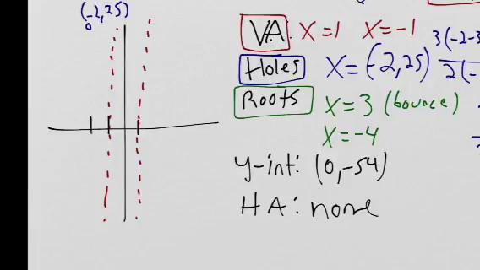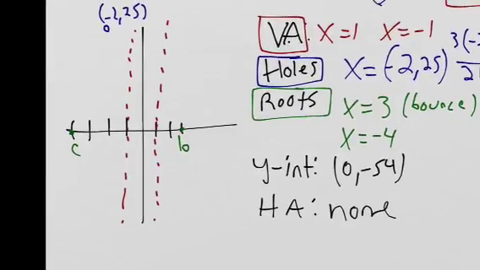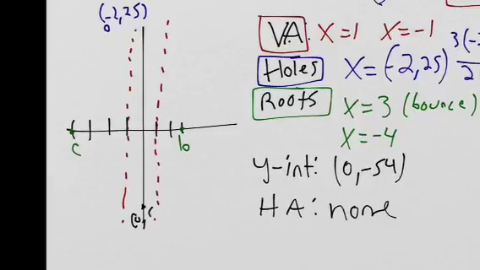And then we have roots at 3 and negative 4. So 2, 3, negative 3, negative 4. Okay, so we have roots at 3, and we know that that's going to be a bouncer. And then we have one at negative 4, and that one's going to cross. And then we have our y-intercept down there at 0, comma, negative 54. So we'll just come all the way down here, and that's at 0, comma, negative 54.